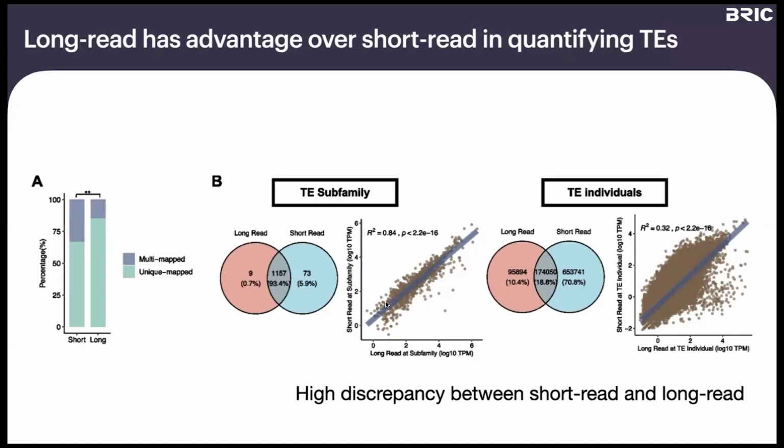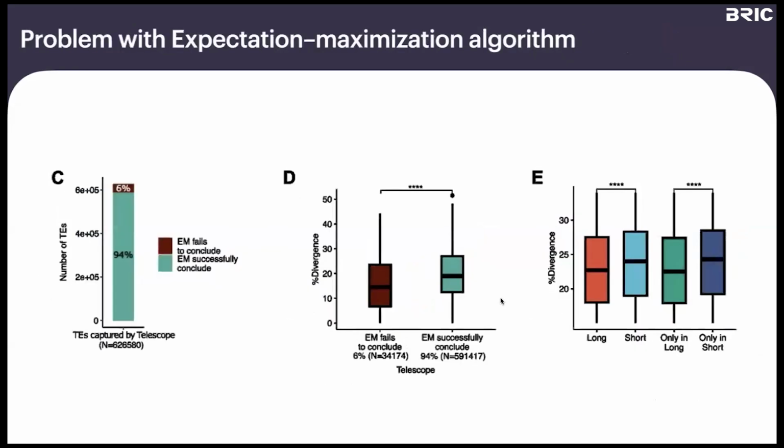We also looked at the correlation between long read and short read captures at the TE subfamily and TE individual level. At the TE subfamily level, we do see a good correlation between long read and short read TE quantification, but in terms of individual TEs, the correlation is pretty bad. So we observe a high discrepancy between short read and long read TE quantification.